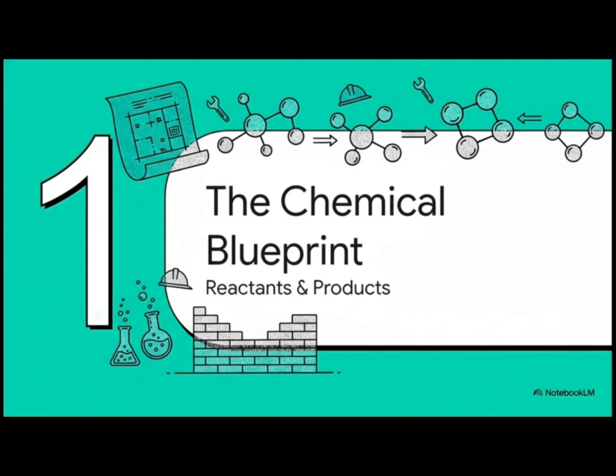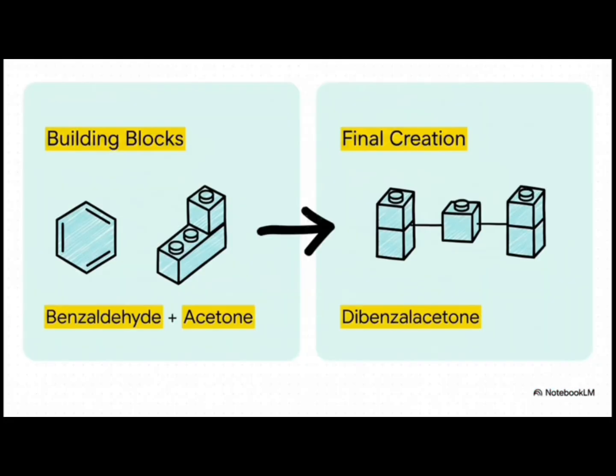Every great project, whether you're building a house or a molecule, starts with a blueprint. And in chemistry, our blueprint tells us two crucial things. What are our raw materials, and what's the final thing we're trying to build? Let's take a look. Okay, so over on the left, these are our basic building blocks.